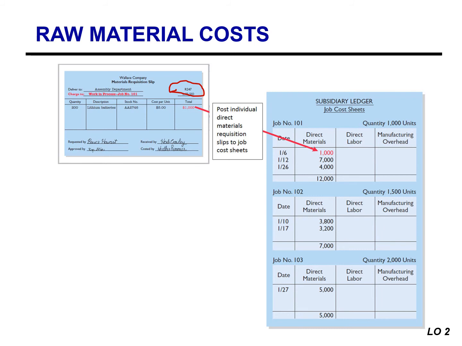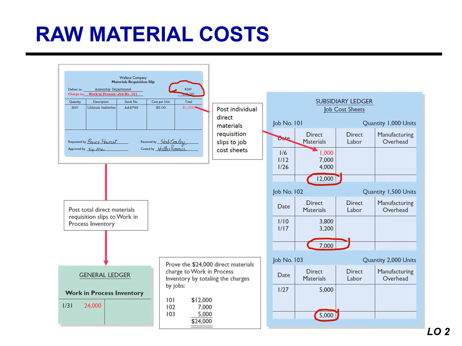This slide shows the posting of requisition slip R247 to job number 101 and other postings to the job cost sheets for materials. The requisition slips provide the basis for the total direct material cost of $12,000 for job 101, $7,000 for job 102, and $5,000 for job 103.